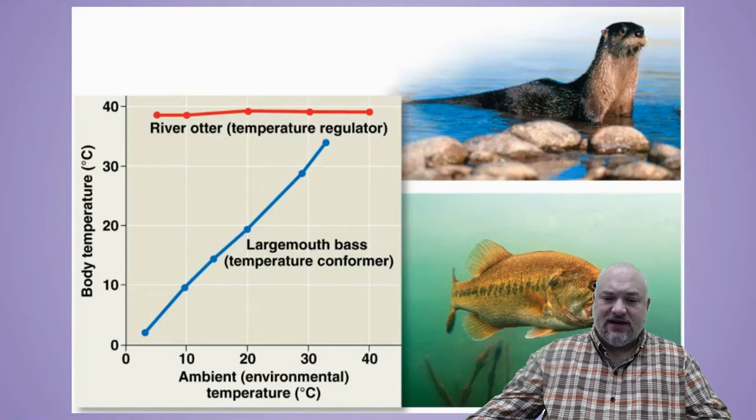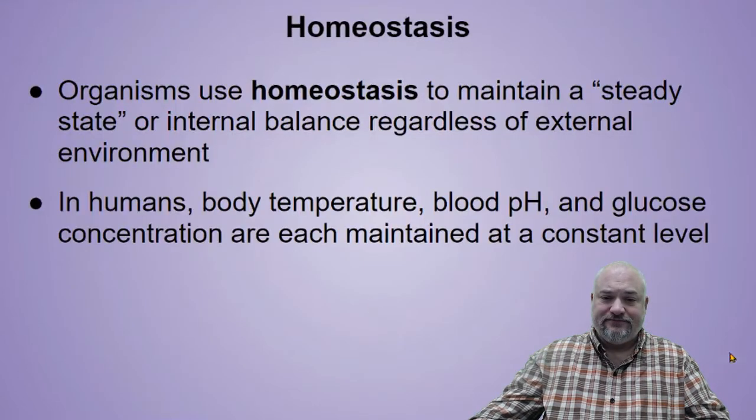Here we can just see this in graph form. We've got our warm-blooded otter and our cold-blooded largemouth bass. We've got the environmental temperature down here and the body temperature here. So for a river otter, warm-blooded, as environmental temperature goes up, it stays relatively constant. It's going to go up a little bit; I mean, we don't have perfect regulation. But the largemouth bass, it's practically 1-to-1. For every degree you go up in environment temperature, the body temperature goes up a degree as well.